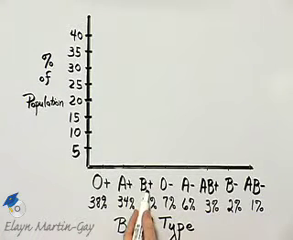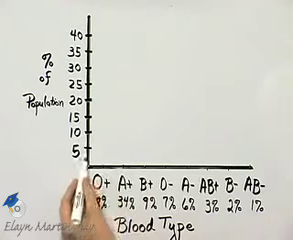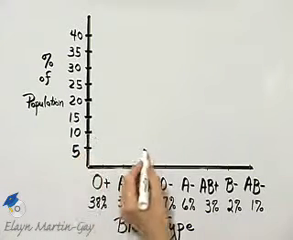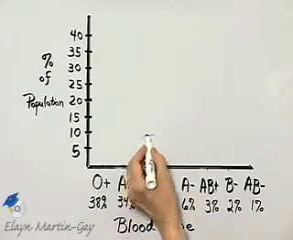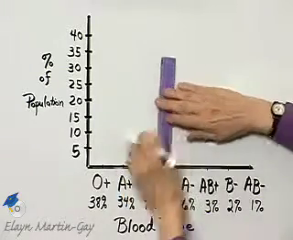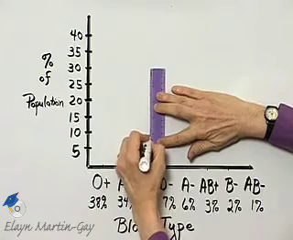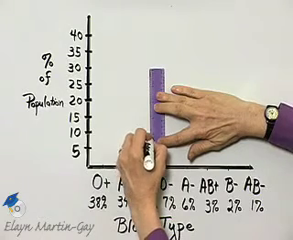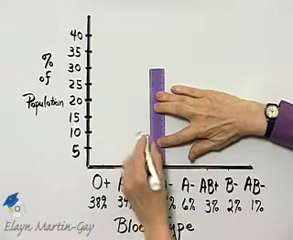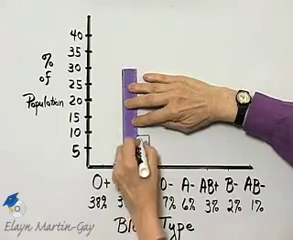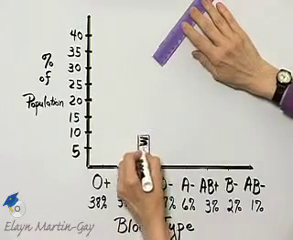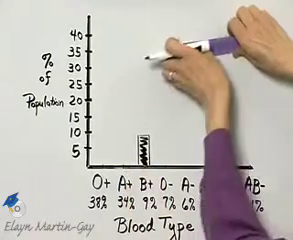9% for B positive, so I go up to a height of 9, less than 10, about that height, and I draw my bar. We'll just do a few of these and then I'll show you the completed graph. There we go. There's a bar for that bar graph.